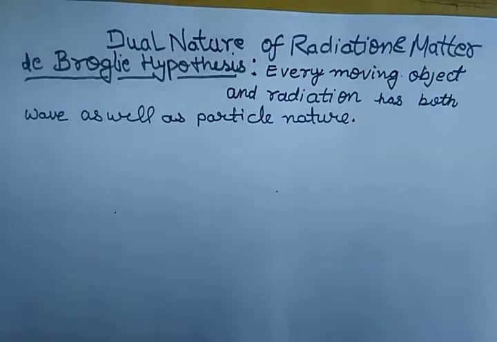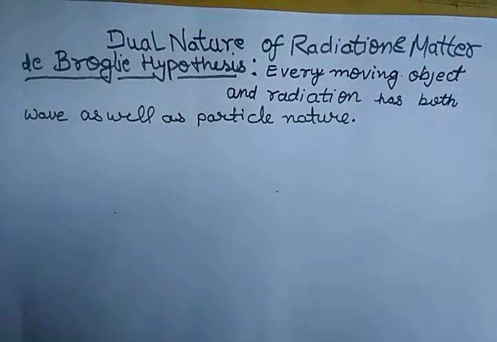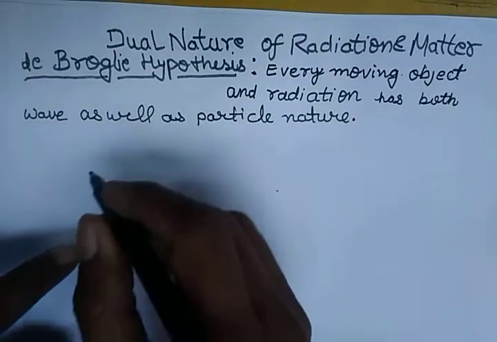It means light is both radiation, wave, and particle, and also every moving object, like this sketch pen which is moving, so there is a wave associated with it also. Right now I'm not going into the discussion of how matter will look like a wave, but what de Broglie has derived, and on the basis of that, his hypotheses were found experimentally correct. So that is why his hypothesis is accepted, and he won the Nobel Prize at that time.